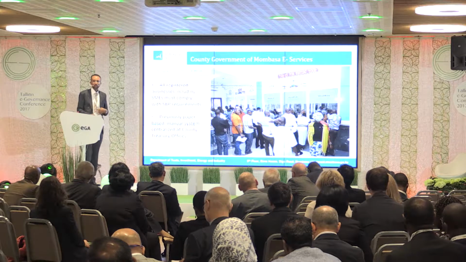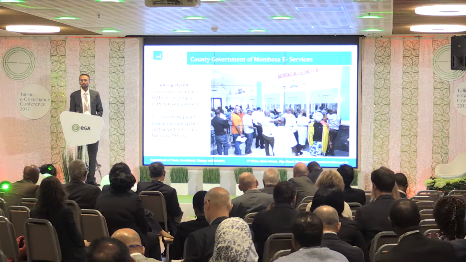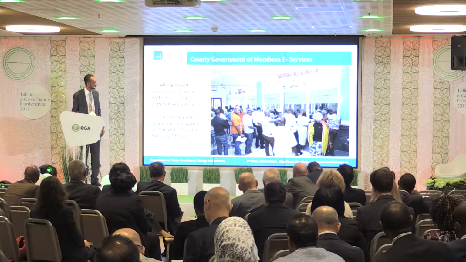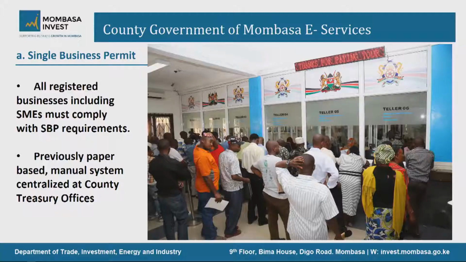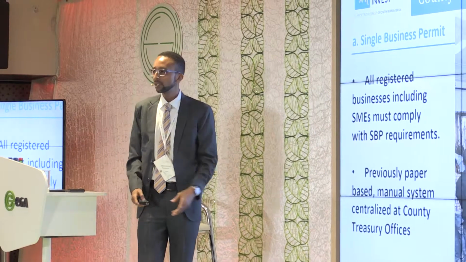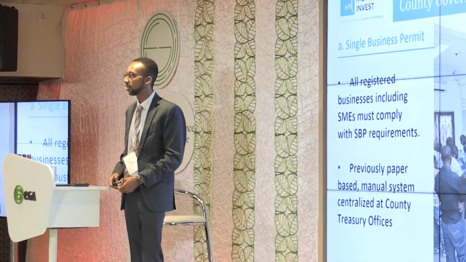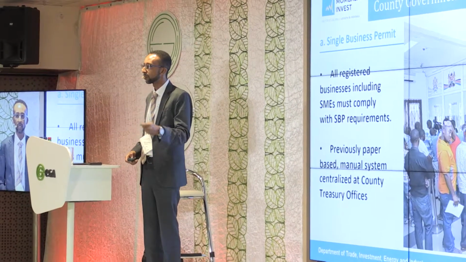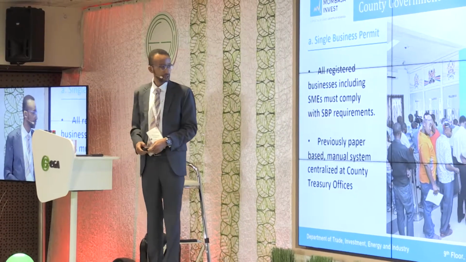So that is how we used to operate when we came into being as a county in terms of the single business permit. As you can see clearly on your screen, this is our banking hall. And it acts as a main central point to get all our permits. It has around 6 tellers, and it's a requirement for all businesses within the county, be it small, medium, or large, to get a permit to transact within the county.